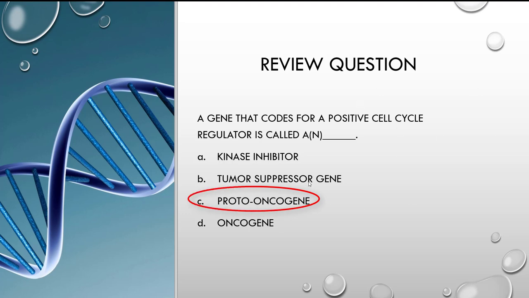Remember, proto-oncogenes are the light switch, right? They will turn on, give the go signal for the cell to enter the cell cycle, or say no, you're not ready. So it's the positive. The tumor suppressor gene is the negative regulator, right? So the gene that codes for a positive cell cycle regulator is the proto-oncogene. If that mutates and causes it to constantly be on, that would be the oncogene.